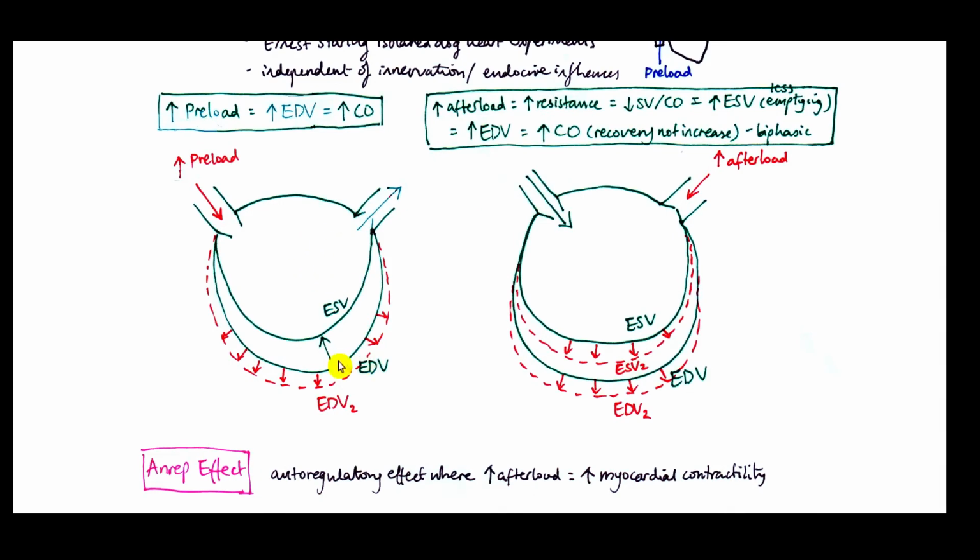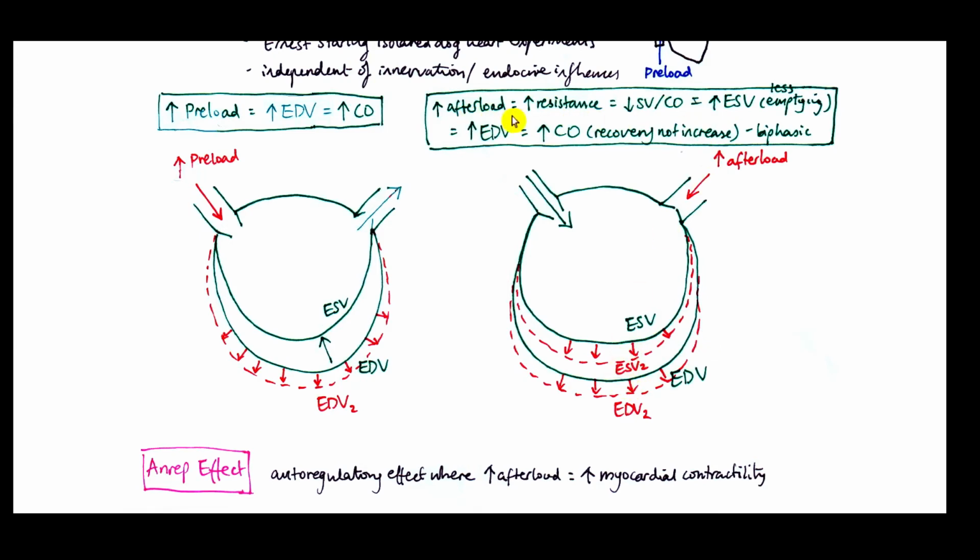And then that increases cardiac output because more blood is being output from the heart with more force. So that's how increased preload maintains or increases cardiac output. Now, increased afterload is a bit more complicated. So if we look at the green again, we've got normal conditions, end systolic volume and end diastolic volume.